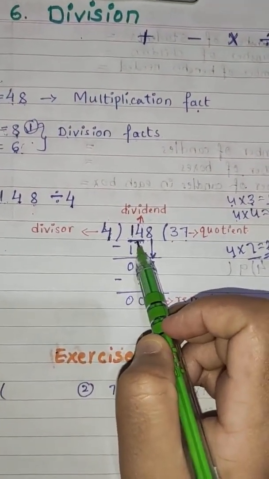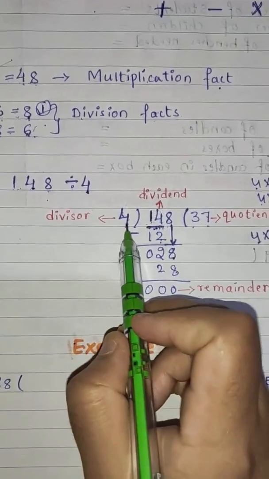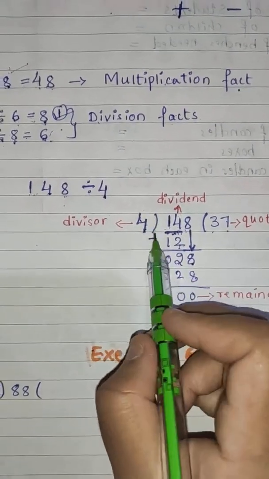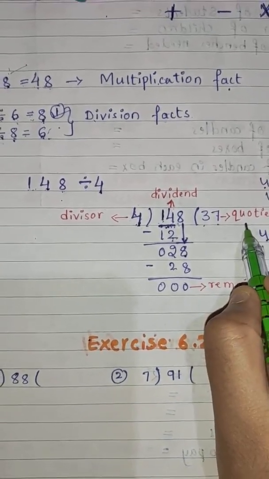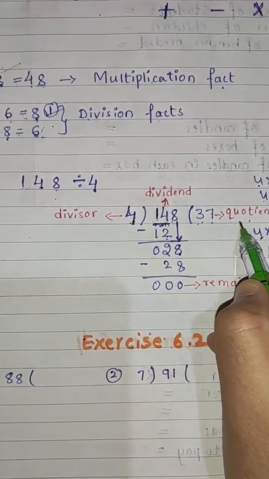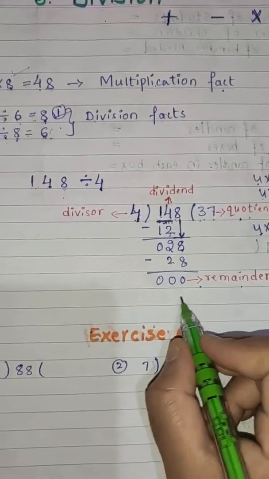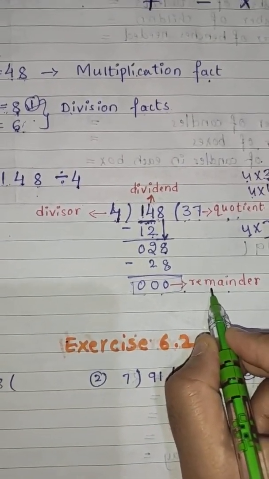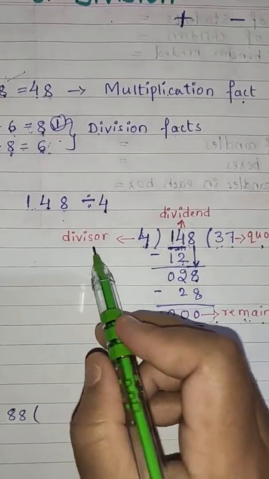So children, this number is called the dividend, means the number which is to be divided. This number is called the divisor, means the number by which the dividend is divided. And here the quotient means the result of the division is called the quotient. And here this is the remainder, means what remains after the division. So that is called the remainder. Understood? And this remainder is always less than the divisor.